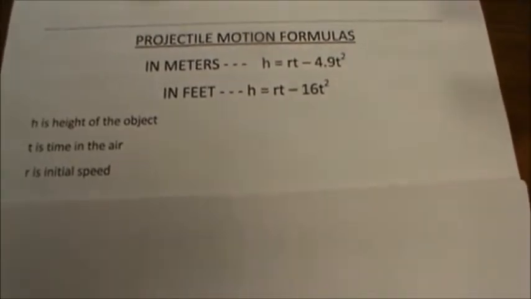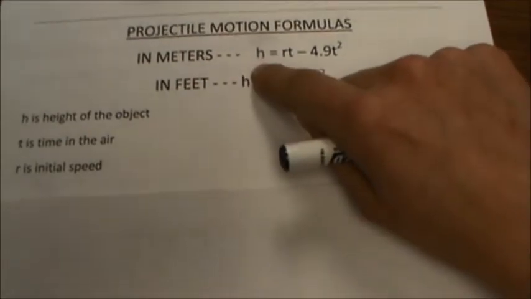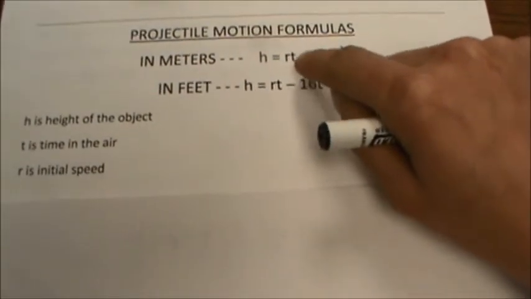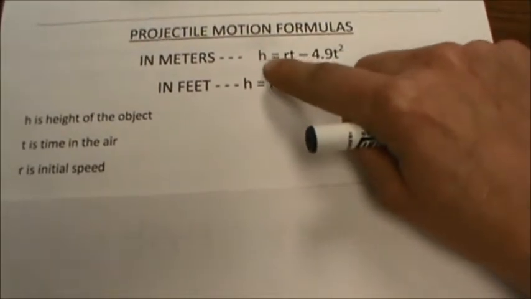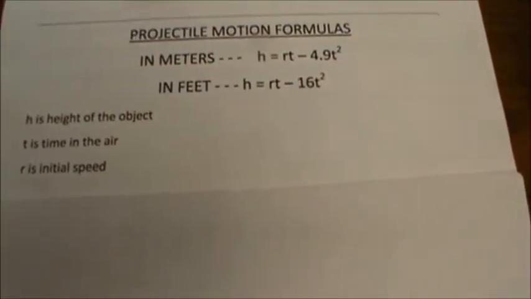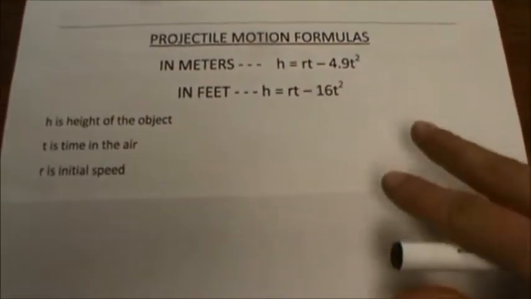Okay, in this equation we have three variable terms. We have height, rate, and time. And in every single one of these we're going to be given height and rate, and we're solving for time. So let's take a look at an example of one of these problems.